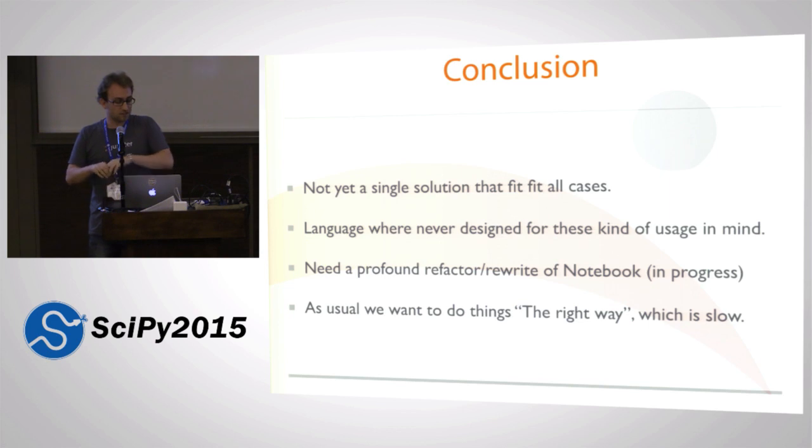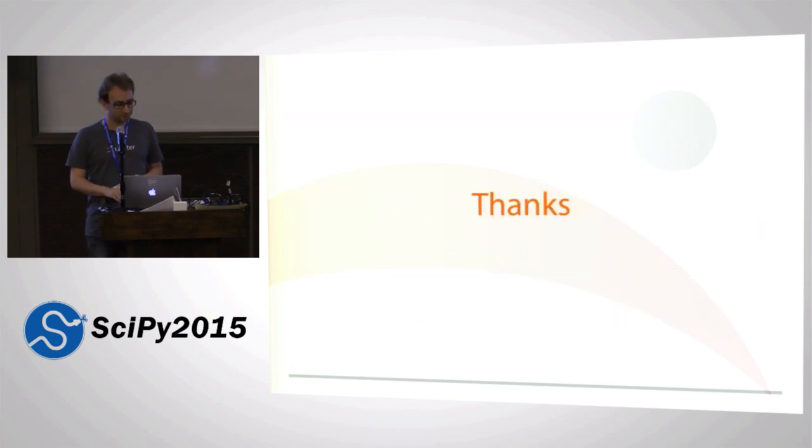So right now there is not a single solution that fits everyone. We are working on that. Languages were never actually designed with this kind of usage, real-time collaboration, in mind. And right now, we are in the process of refactoring and rewriting the whole notebook almost from scratch, with the help of many people, to give you the ability to have several people on one notebook typing at the same time and see what others are doing. But as usual, you know us, we do things the right way, which means that we are slow. So we are sorry there is no real collaboration yet, but it's in progress, and we hope to bring that to you soon. Thank you.